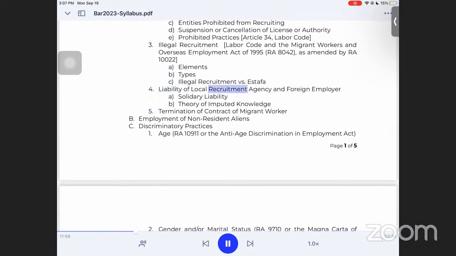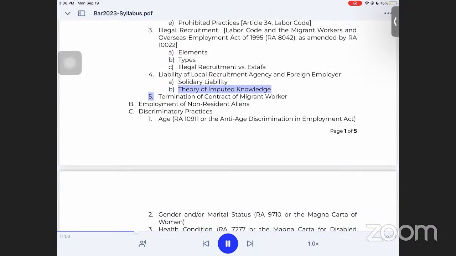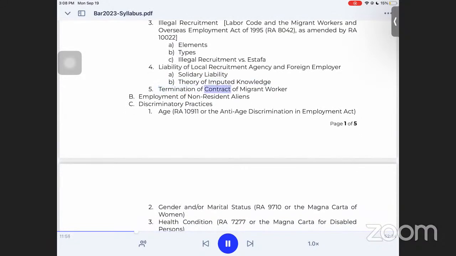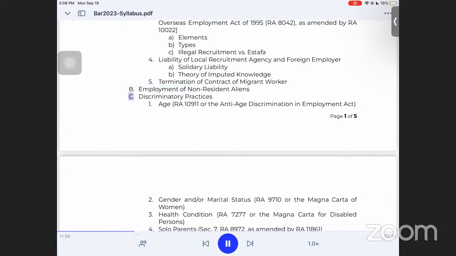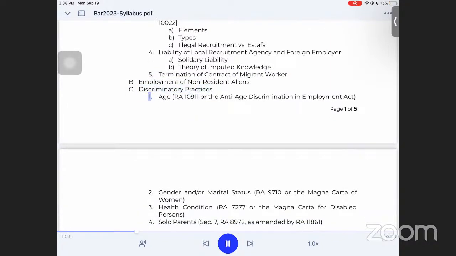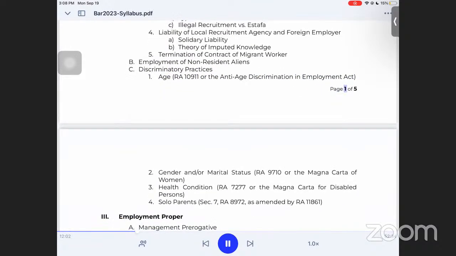Liability of local recruitment agency and foreign employer. A. Solidary liability. B. Theory of imputed knowledge. 5. Termination of contract of migrant worker. B. Employment of non-resident aliens. C. Discriminatory practices. 1. Age, RA 10911 or the Anti-Age Discrimination in Employment Act. Page 1 of 5.